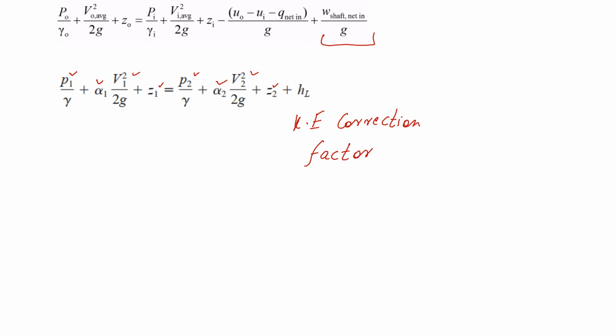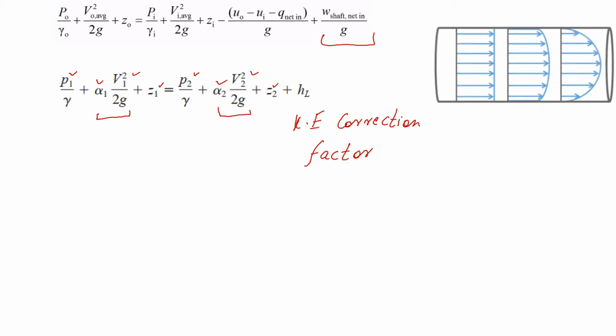This is the kinetic energy correction factor. And why are we putting alpha with the kinetic energy correction factor? Because the velocity profile inside the pipe is changing. If we are taking laminar flow, the velocity profile turns from uniform, to transition, to a parabolic phase. So to compensate this velocity profile change, we multiply a correction factor with the kinetic energies at the inlet and at the outlet.